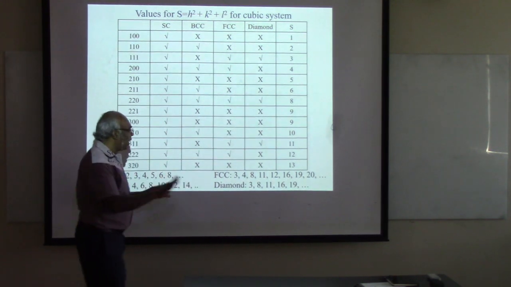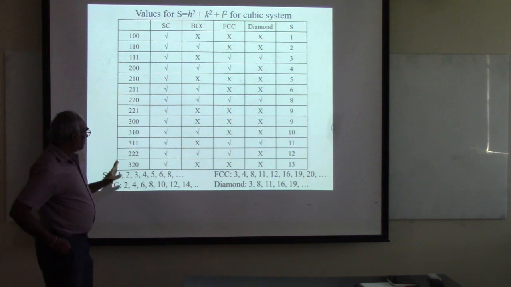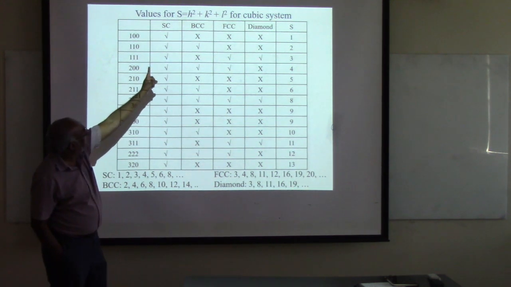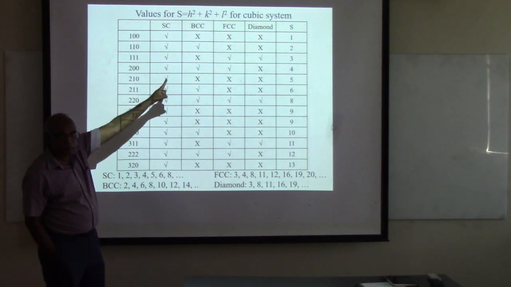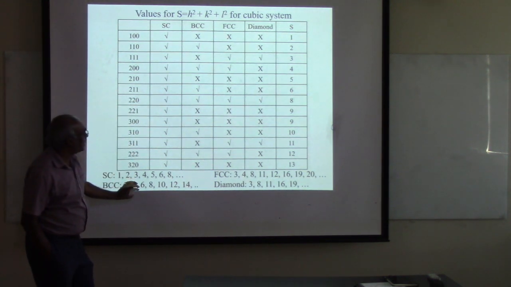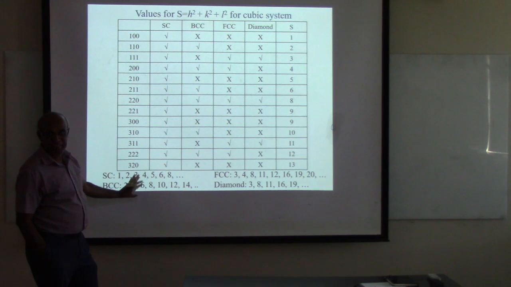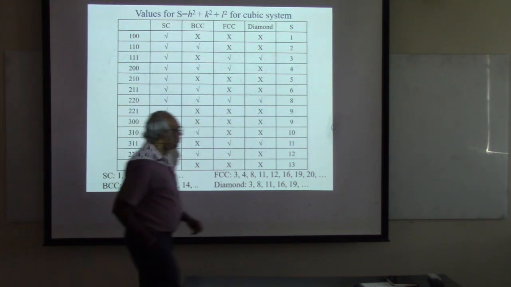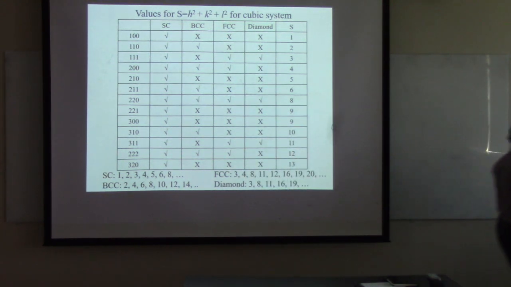So what you have to know is the sum we are going to compare, h squared plus k squared plus l squared, right? You need to have this table handy in your hand. Then only you can do the indexing, so please remember that. That's why we did this example here.